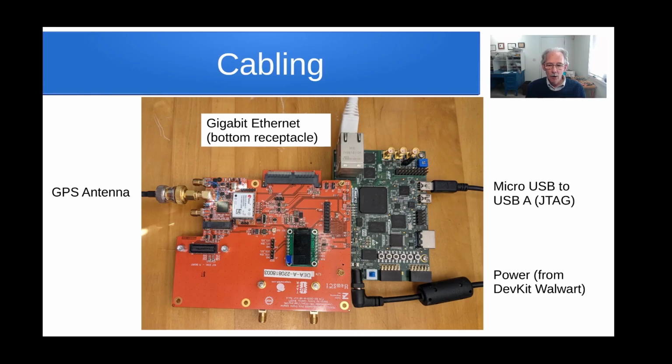The power from the dev kit wall wart is connected to the barrel jack, which is right next to the data engine adapter via a right angle connection. And you can see it's just a little bit of a tight fit, but you can get it in with a little bit of wiggling.